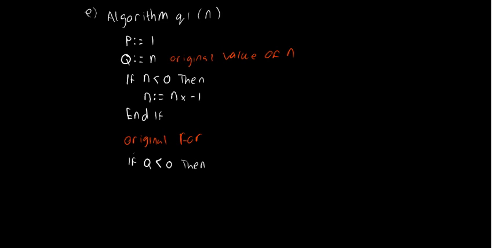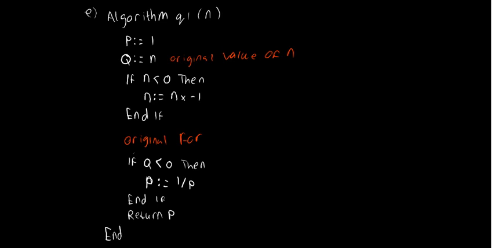We're going to say P is equal to 1 over P, like that. So if our Q is less than 0, remember the original value of n, if it was negative, this would also be negative. So we set P there, then we end the if, and then we return P. Return P, and then finally we end our algorithm.